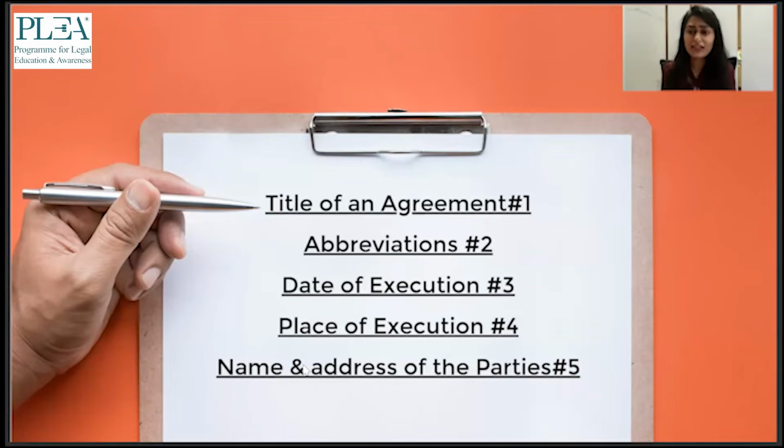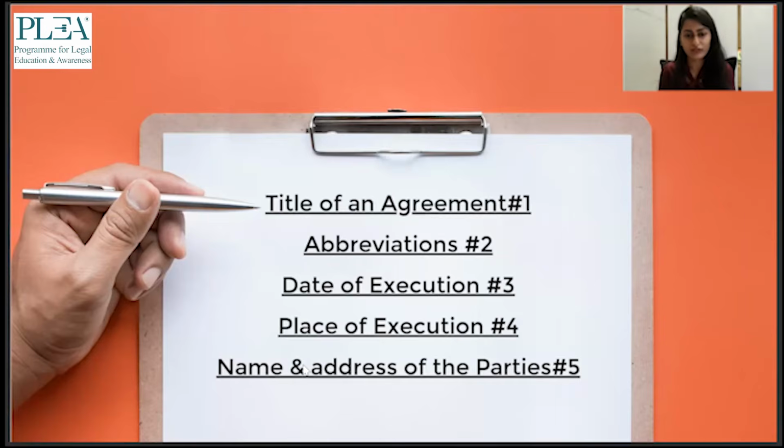First, the title of the agreement, then the abbreviations are very important. Date of execution is the date on which you are registering the document, and not when you have drafted the document. So whenever you are drafting an agreement for your client, always keep the date blank. Just write the month and the year, but keep the date blank, because when you're going to register the document, that day you have to record in the first line of the agreement as well.